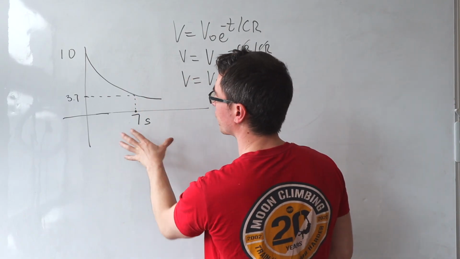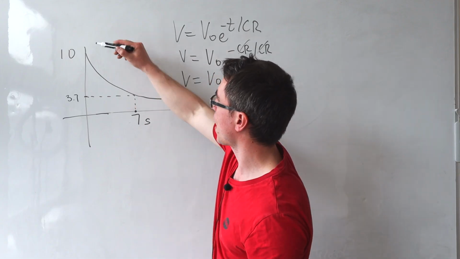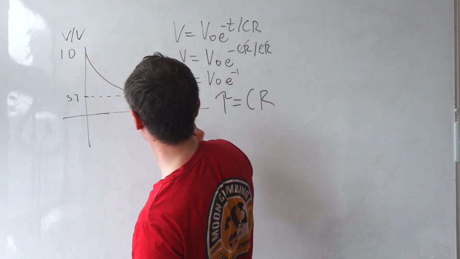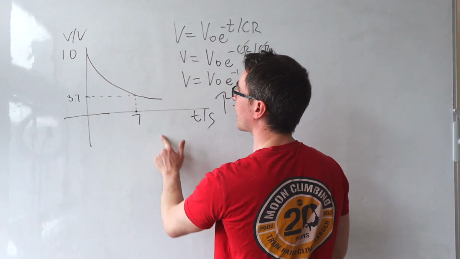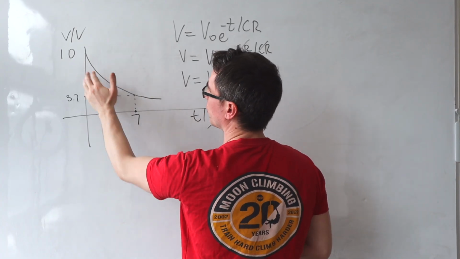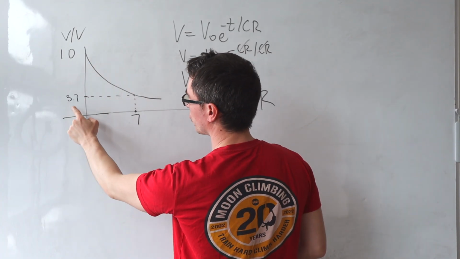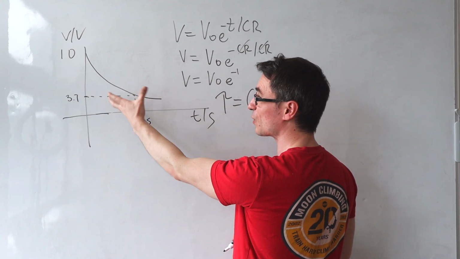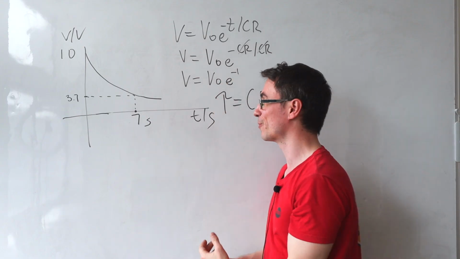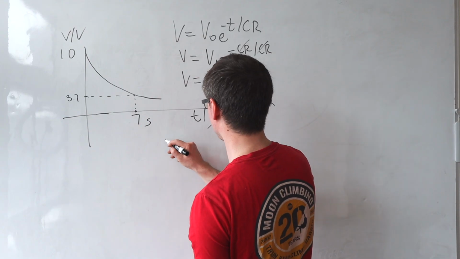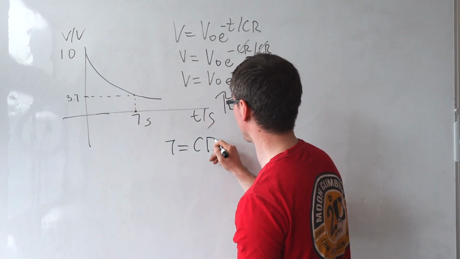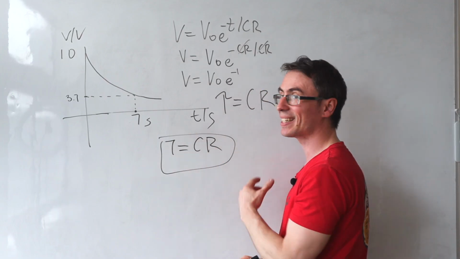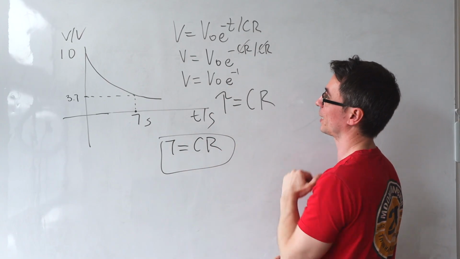Very often we're given graphs such as these ones, in which, let's say, we're given a graph of the voltage against time in seconds, and it drops from, let's say, 10 volts to 3.7 volts in around 7 seconds. Well, because it has dropped to 37% of its initial value, this means that the time constant is going to be 7 seconds, and if we're given the resistance or the capacitance, we can work out the other really easily without actually having to use the exponential decay equation.